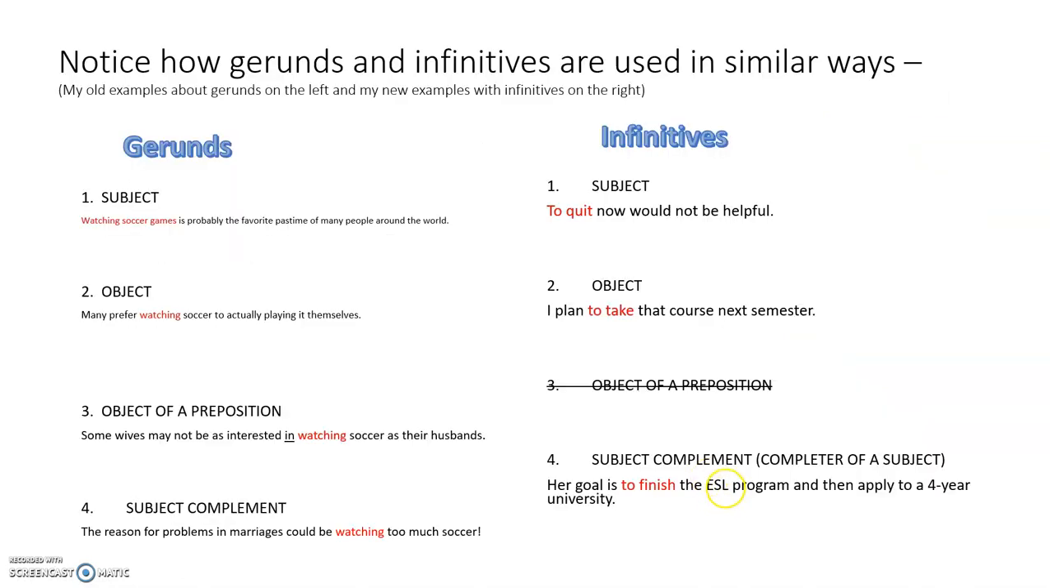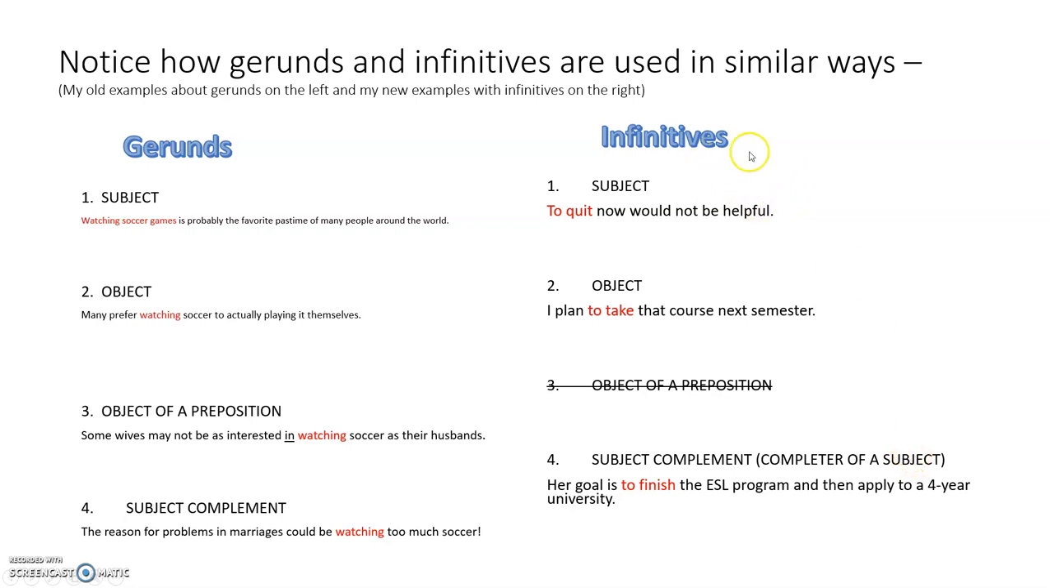On this slide, I'm showing some of my old examples that I used in my gerunds video on the left. And we're trying to remember common ways that nouns function in sentences. So we have a subject, an object, object of a preposition, and a subject complement. In the red, you see the gerunds in each case here. On the right side, I'm doing the same thing, showing you how an infinitive could be a subject or an object. Seems to me it cannot be object of a preposition, but it can also be a subject complement, and your book also calls this completer of a subject or subject completer.